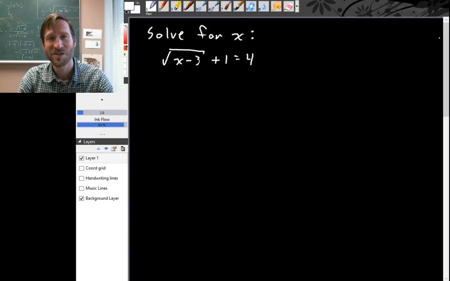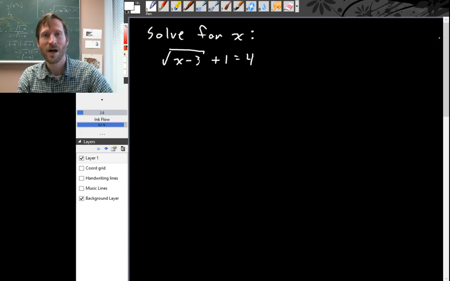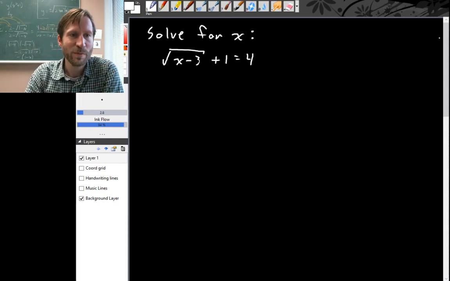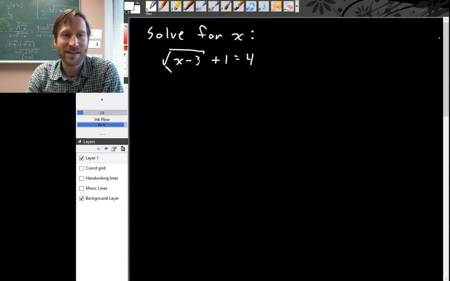Let's remind ourselves how to solve a different kind of equation. Yesterday in class we looked at quadratic equations, linear equations, and rational equations. So let's look at an equation that has some square roots in it. The thing to remember about a square root is that at some point we're going to need to square both sides of the equation to get rid of this square root.